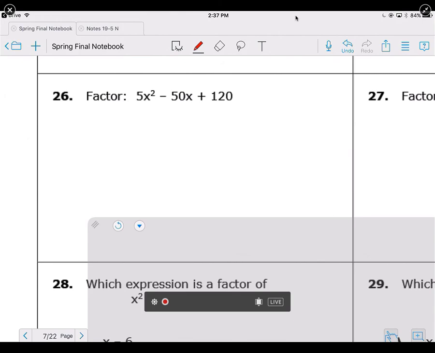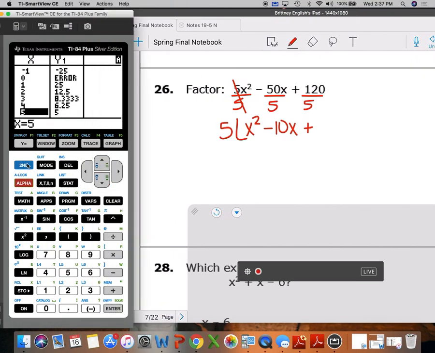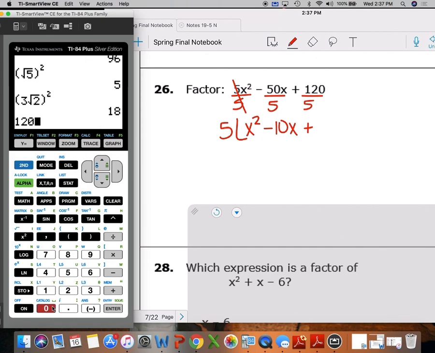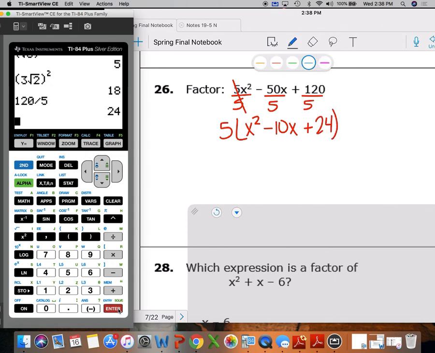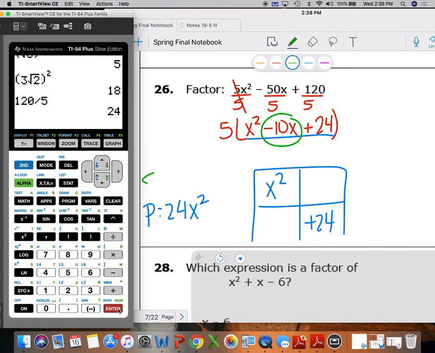Problem 26, I'm going to take out a GCF of 5. I divide it out and I'm left with x squared minus 10x plus, I think 24, but let me double check. Yep, 24. I use the parentheses for my box, so x squared and 24. My product is 24x squared. My sum is negative 10x.